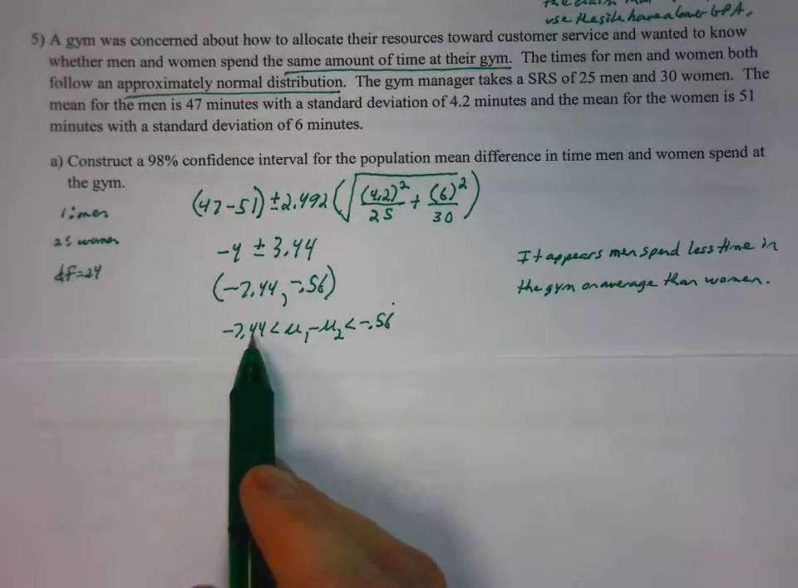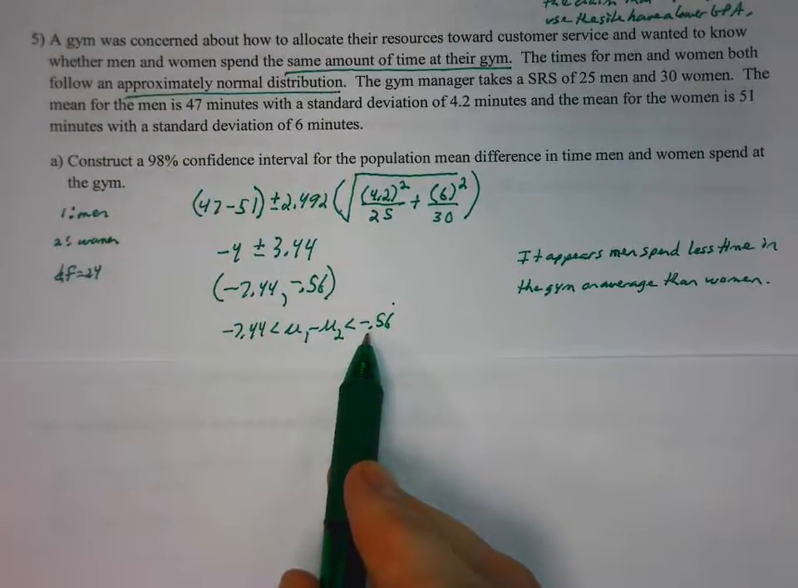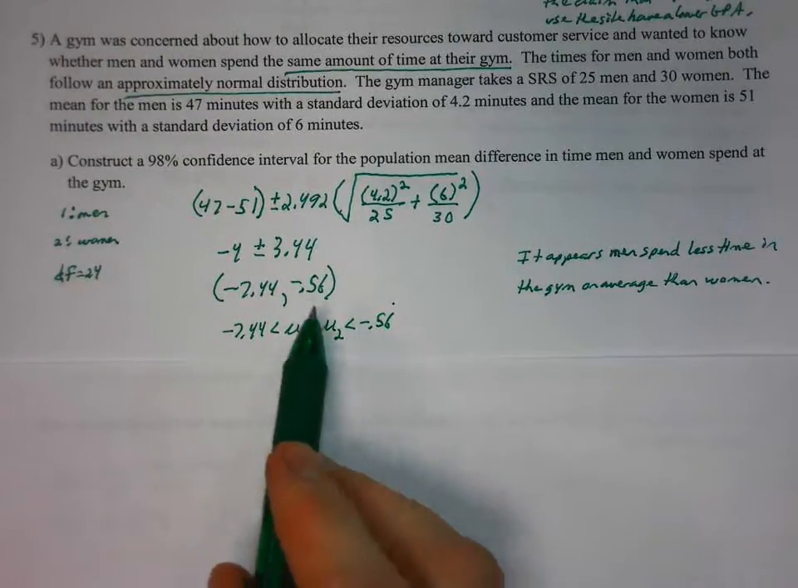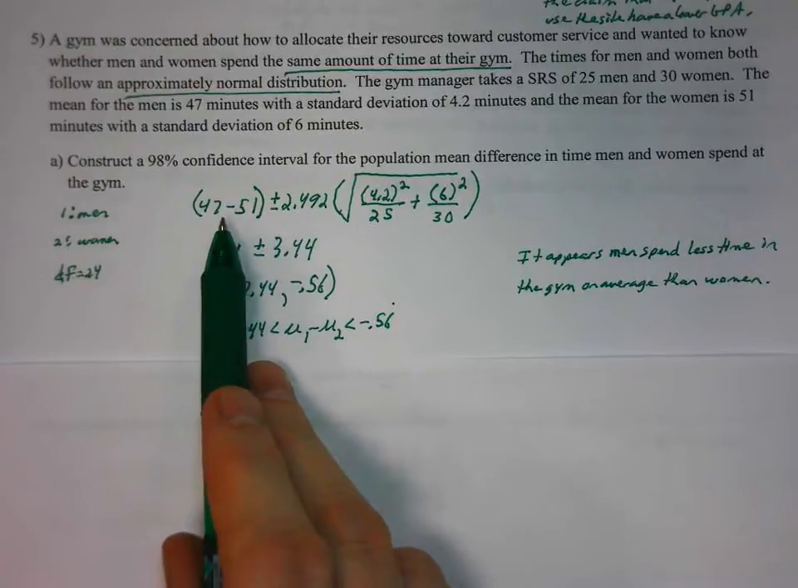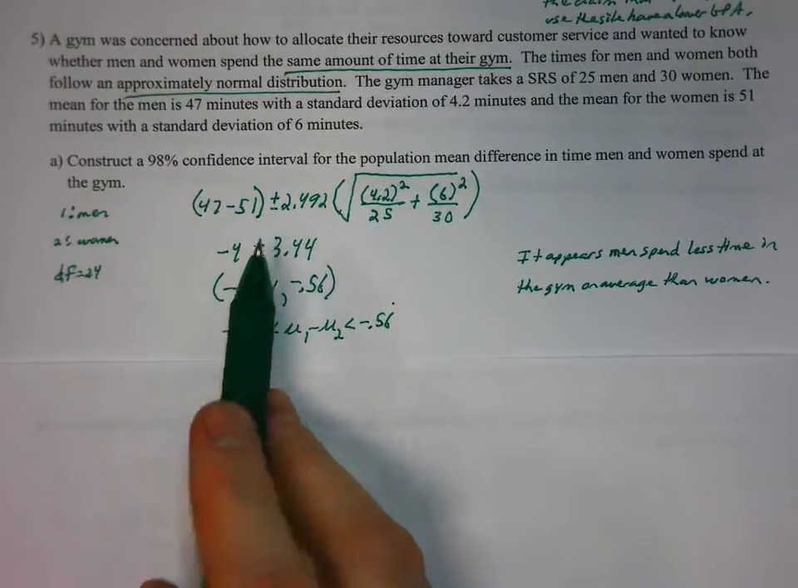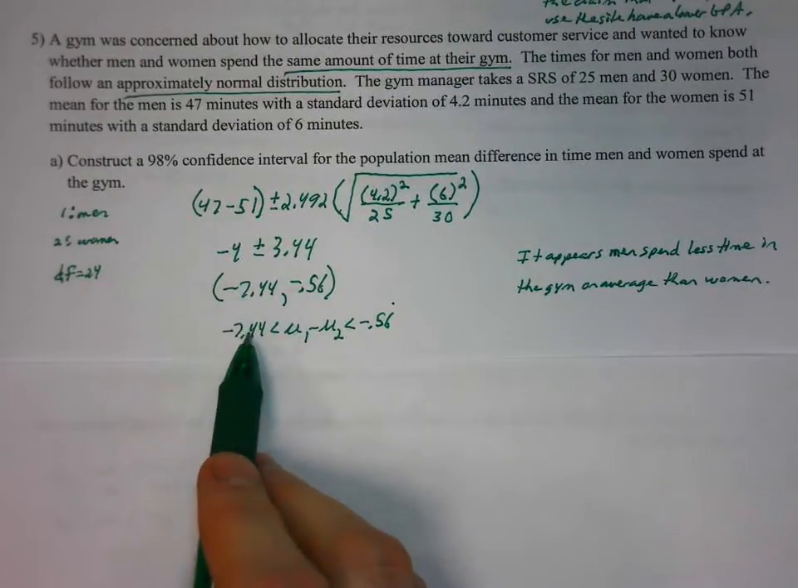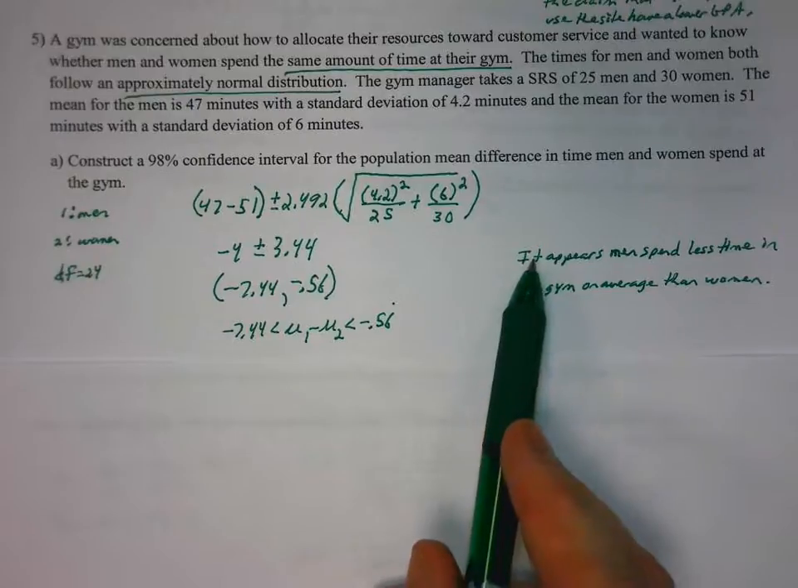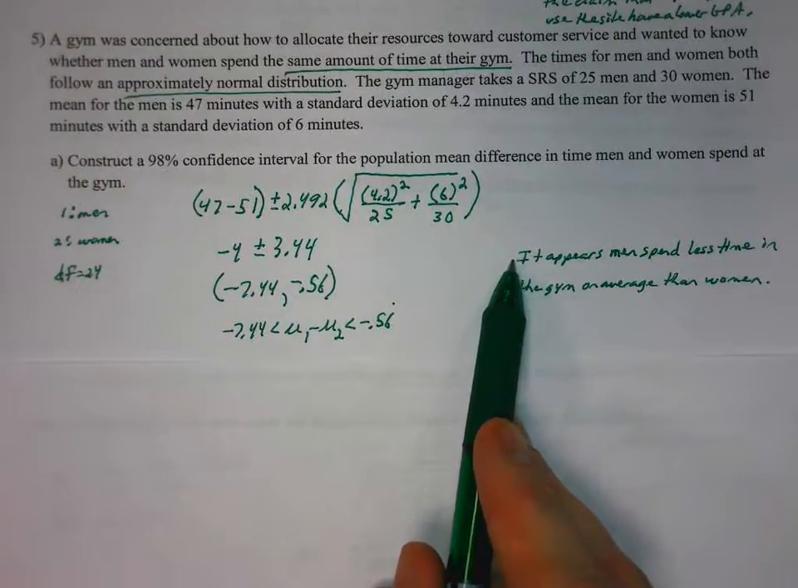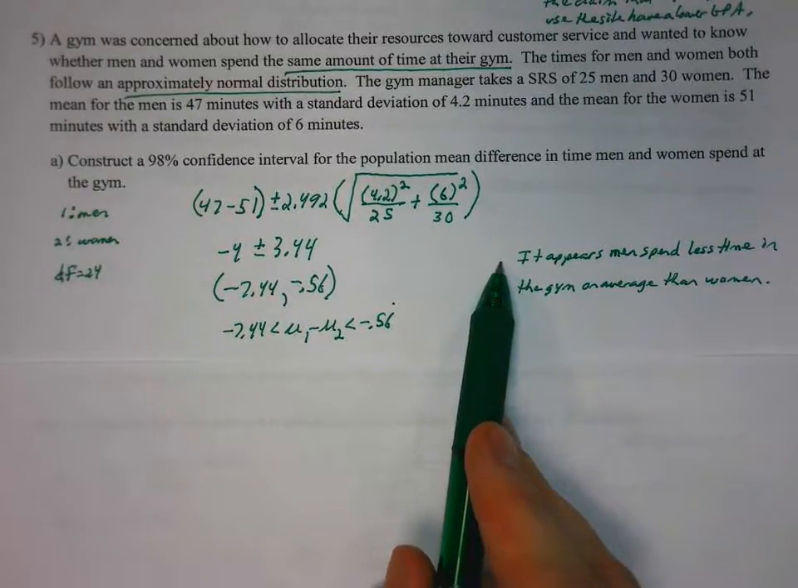Because both of those bounds are negative, coming from the idea that x bar 1, the men, minus the women's mean ended up being a negative value, that means the men spend less time than women. This interval supports that idea, that men spend less time in the gym on average than women.